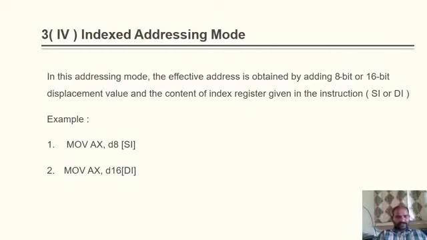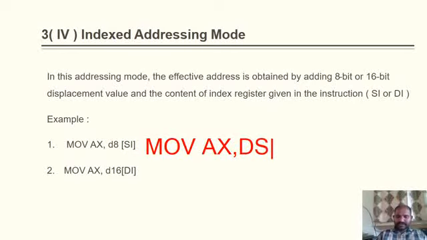Here I'm going to write the same instruction in another way: MOV AX, ES:[SI + d8], where d8 is the 8-bit displacement value. We are taking the index registers, so let us take the SI. Now, the difference between these two instructions.